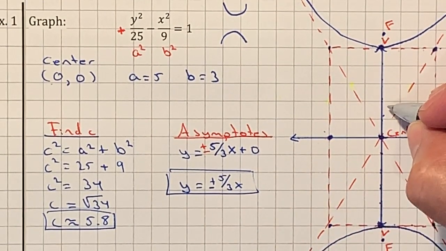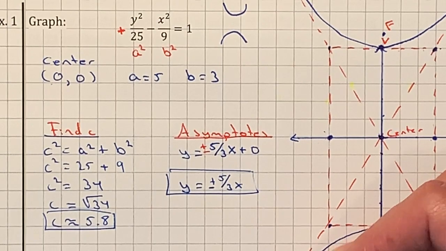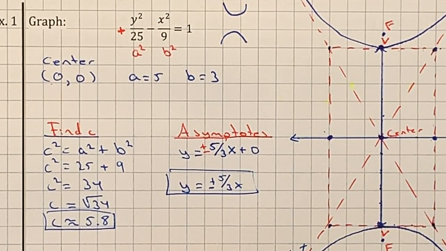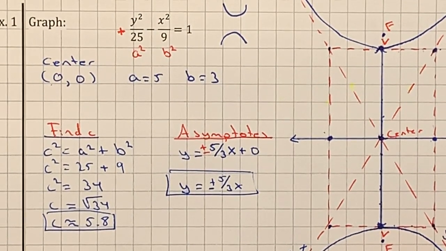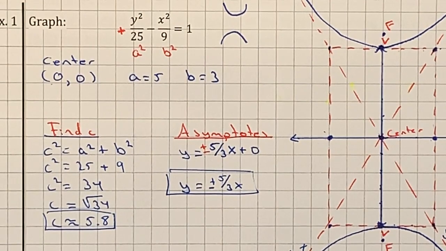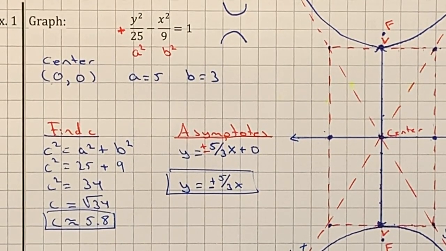So let's write it down on the line. In this case, this will be your positive slope. So y equals 5 over 3x. And this will be your negative slope. So y equals negative 5 over 3x. Next, we need to find our eccentricity.